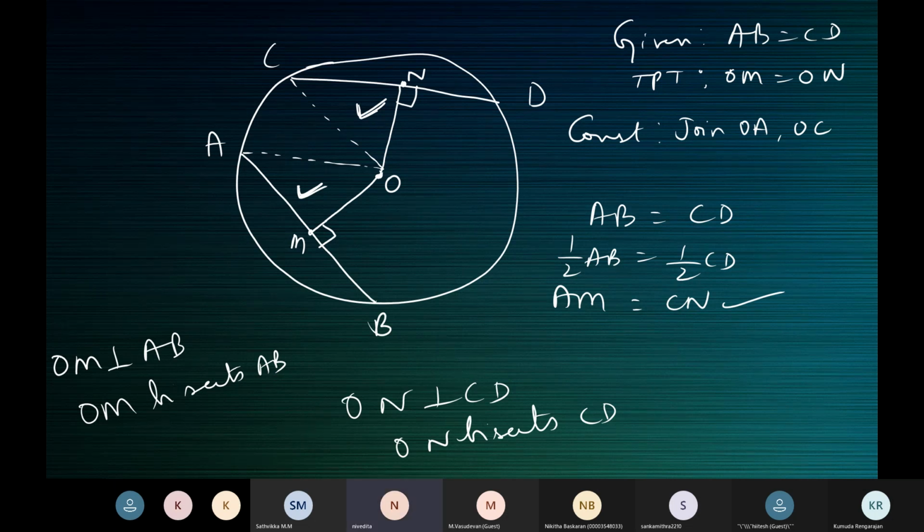OA is equal to OC, ma'am. OA is equal to OC. Okay, so this is equal to this. OA is equal to OC. Then one more.